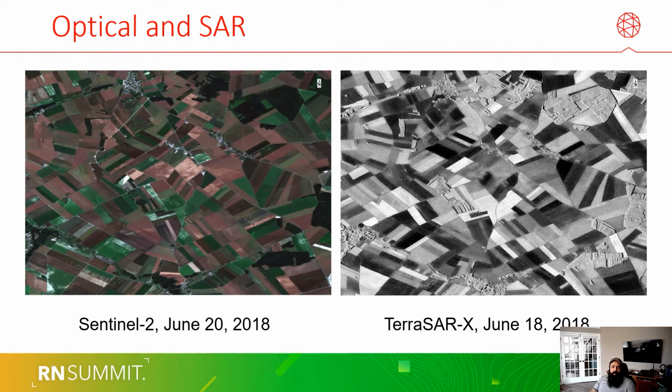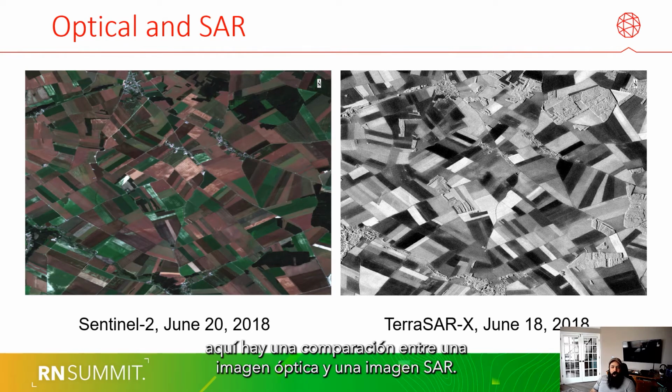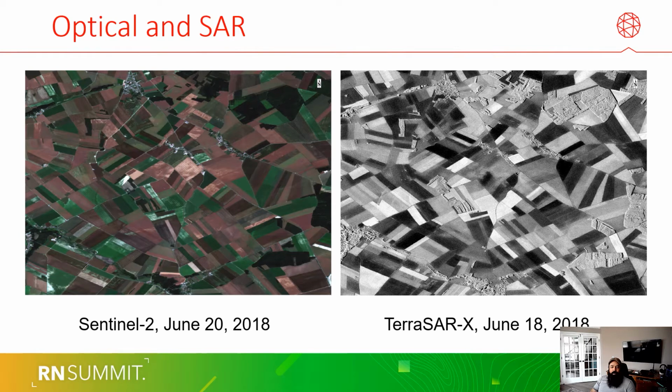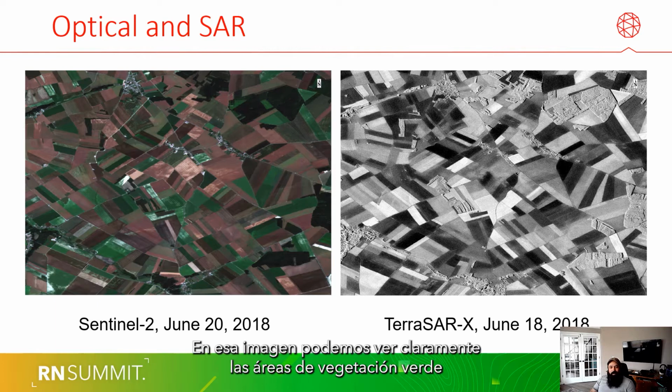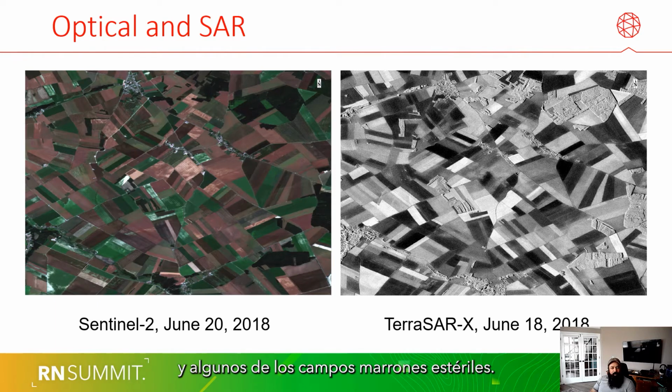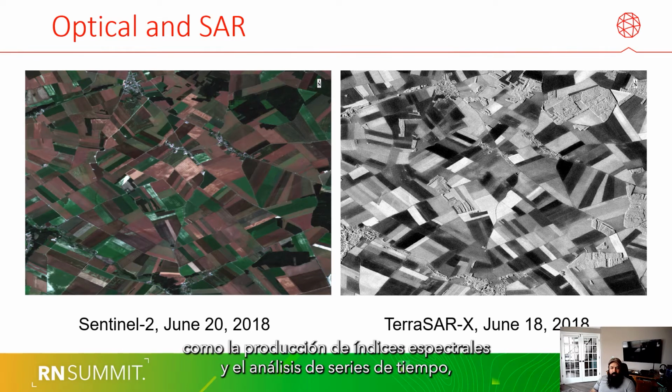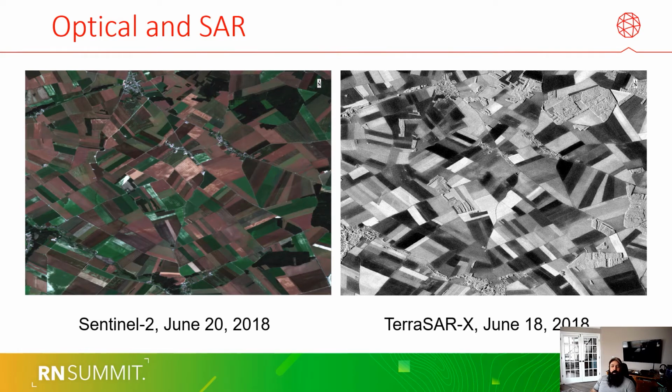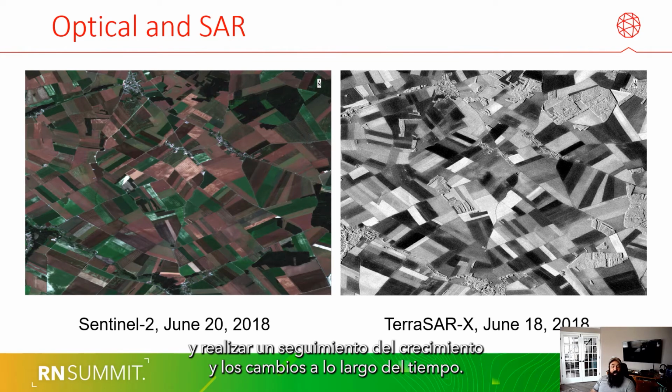Speaking of satellites, here's a comparison between an optical and SAR image. The optical image is from Sentinel-2, collected on June 20th, 2018. And in that image, we can clearly see areas of green vegetation and some of those brown, barren fields. With analysis processes, such as producing spectral indices and time series analysis, we're able to find out possible crop types and track growth and change over time.